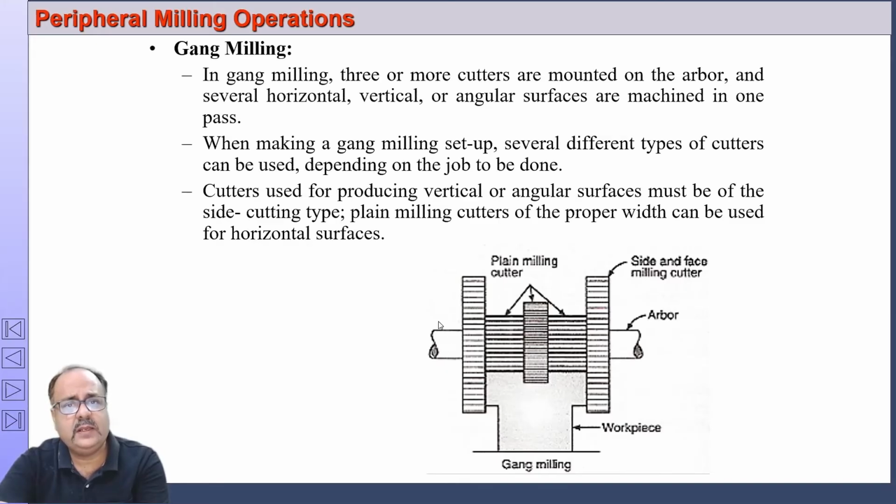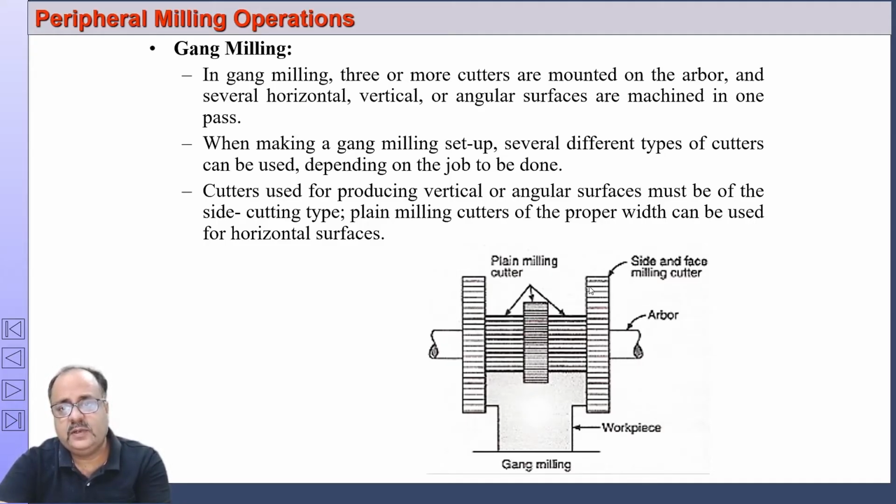And we have gang milling. In gang milling, more than two cutters are engaged simultaneously for generating a surface. So here three cutters are being used. In fact, here five milling cutters are used.